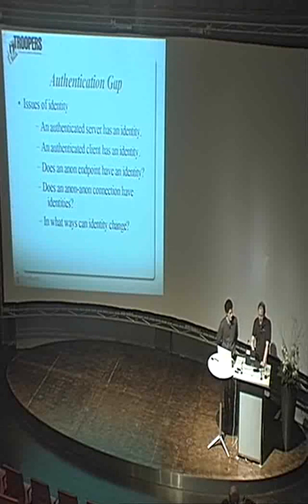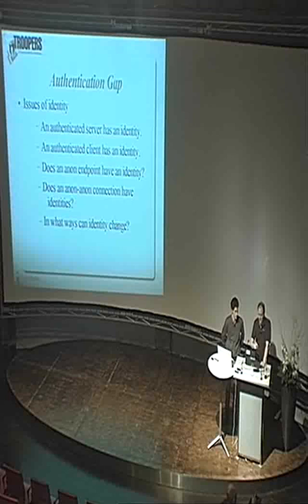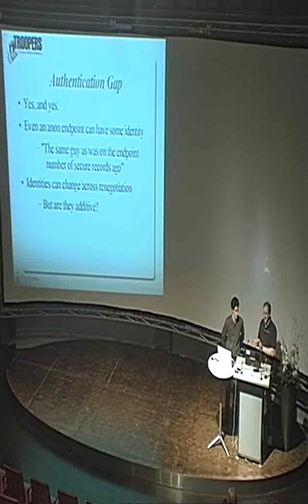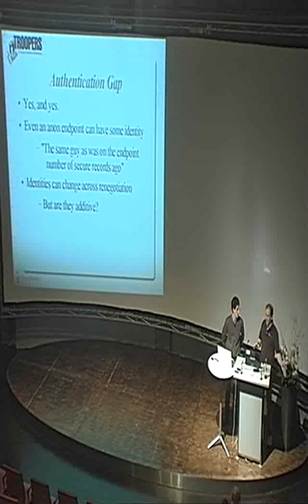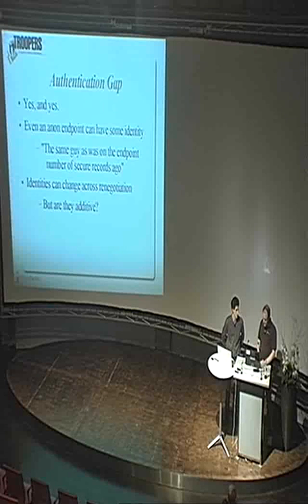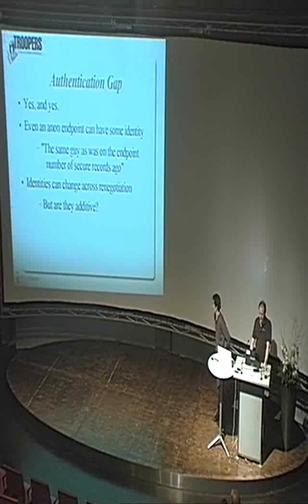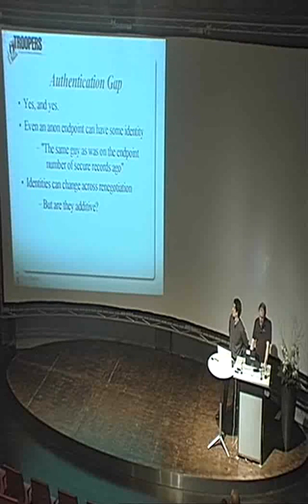So yes and yes. An anonymous endpoint can definitely have an identity. Even in an anonymous connection, the endpoints still have identities, which is kind of the opposite of anonymous. But the identity of an anonymous connection is, well, I'm actually talking to the same guy that I was talking to a few records before in the protocol, even though I don't necessarily have a name for him. From byte to byte, I know that the man in the middle isn't copying and pasting or splicing these connections together and confusing me with this identity switch. But identities can change across renegotiation.